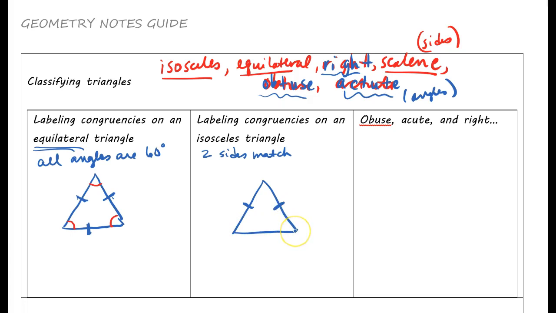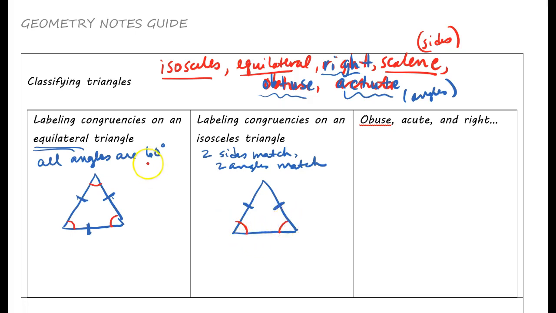So if it's a little different, you just won't see anything labeled. Now the angles on an isosceles triangle, two angles will also match. So you may or may not know this, but if two sides match, then the opposite angles will also match. So if this is the side, you go across the triangle, and this angle will be the same as this angle.